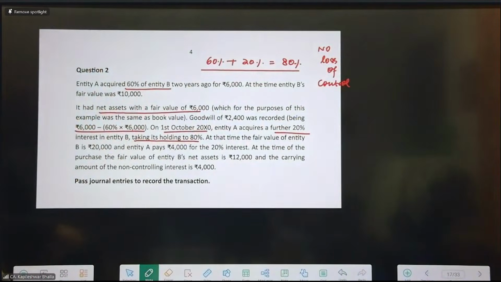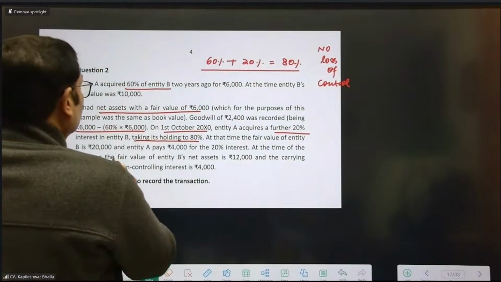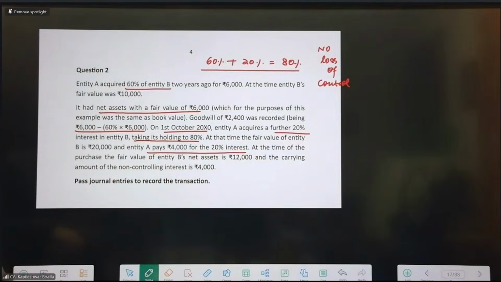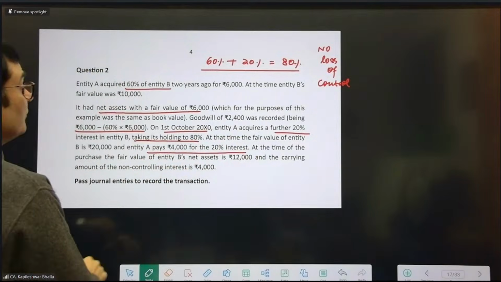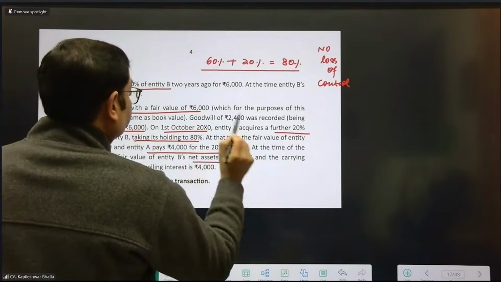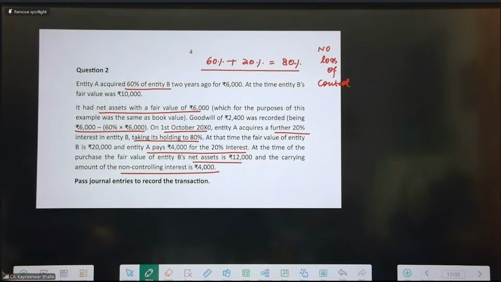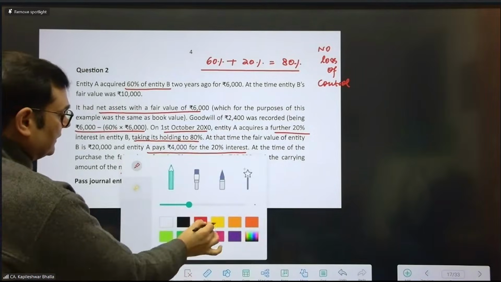Then he says at that time, the fair value of the entity is 20,000. A pays 4,000 for 20% interest. At the time of purchase, the fair value of the net assets is given, and the carrying amount of the NCI is also given. Okay, so I think we are comfortable to put the entry.